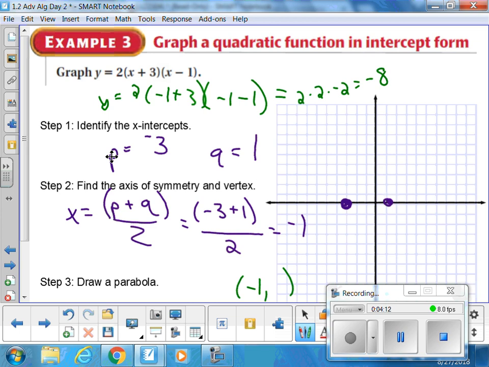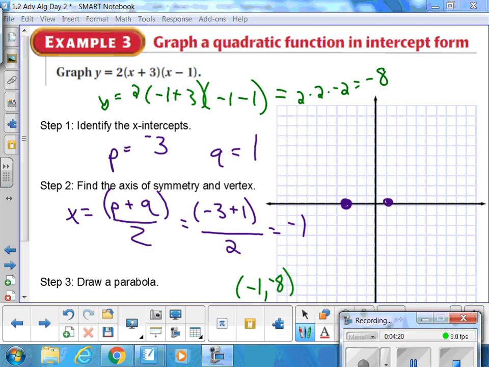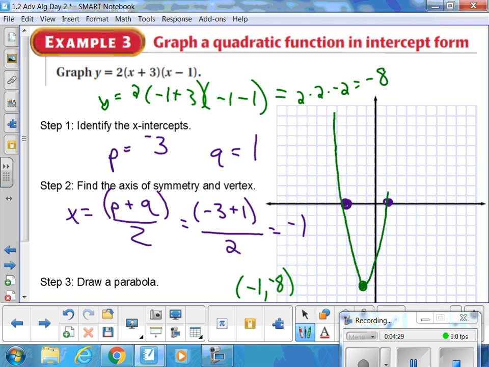Okay, does that work for everybody? -8. So that's the vertex. I'm going to go to -1, -8, put my little dot there. -1, 2, 4, 6, 8, -8. And then all I have to do is connect those 3 dots, my 2 intercept dots with my vertex dot, and I've got my parabola.